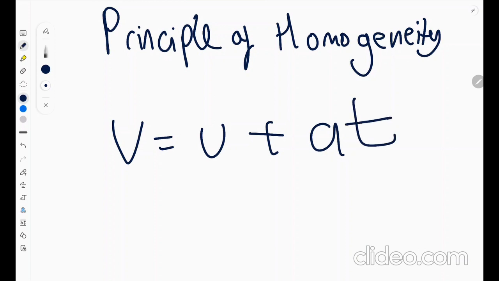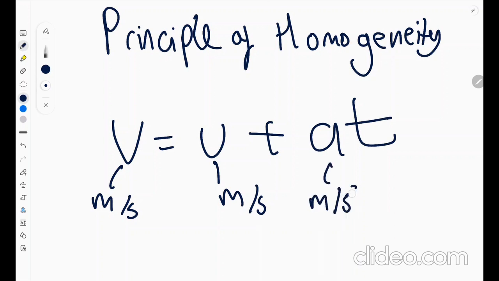V, an object's final velocity, is measured in meters per second. U, an object's initial velocity, is also measured in meters per second. A, an object's acceleration, is measured in meters per second squared. And time is measured in seconds. Now the dimension of the meter's unit is length, and the letter associated with that is L. So we'll write down L. And for seconds, the dimension is T.